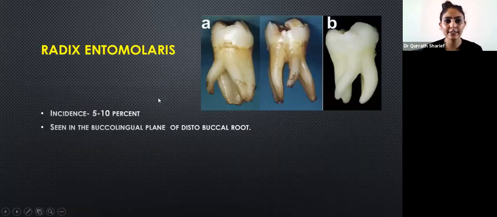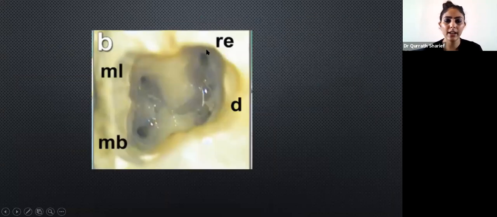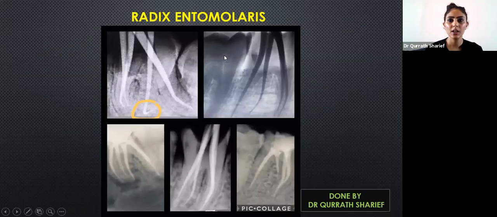Now coming to your Radix entomolaris, the incidence is 5 to 10%, and normally these are present in the buccolingual plane of your distobuccal root. So this is your Radix entomolaris, in the buccolingual plane of your distobuccal root. These are a few cases of the Radix which I had done.